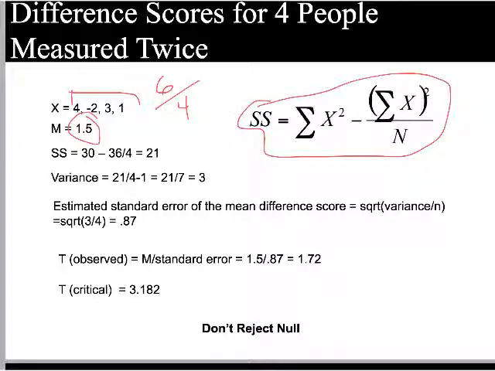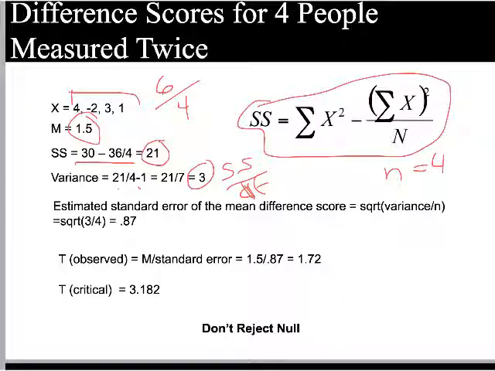I've calculated the sum of squares here using the computational formula, but it ends up being 21. Okay, and then variance is SS over DF. That's 21 SS. DF is 3, where N is 4, DF is 3. So the variance is 3.